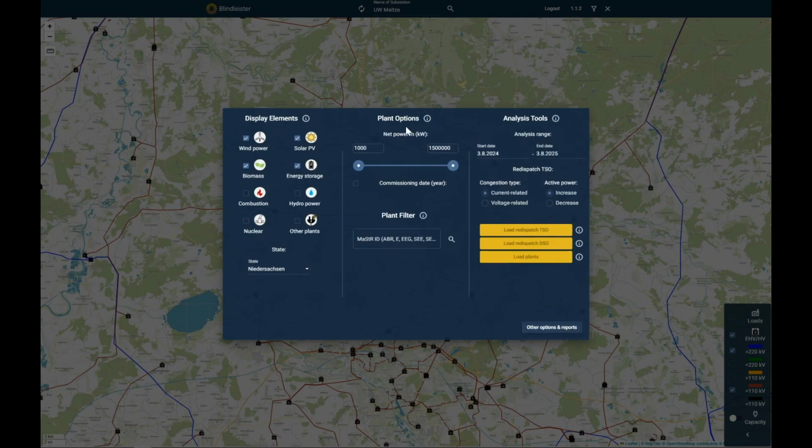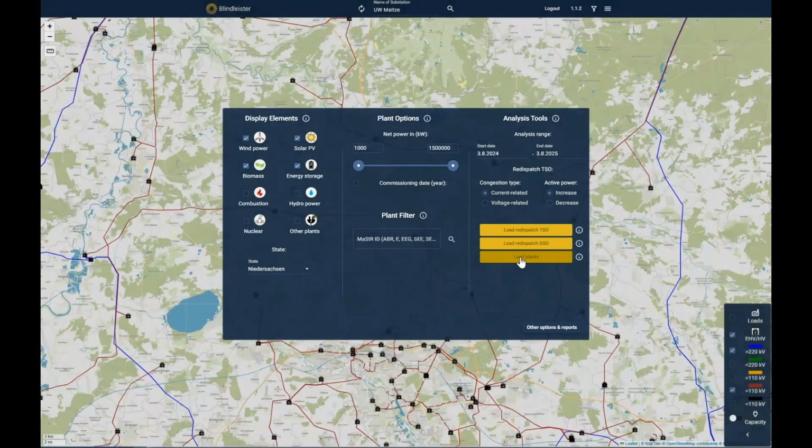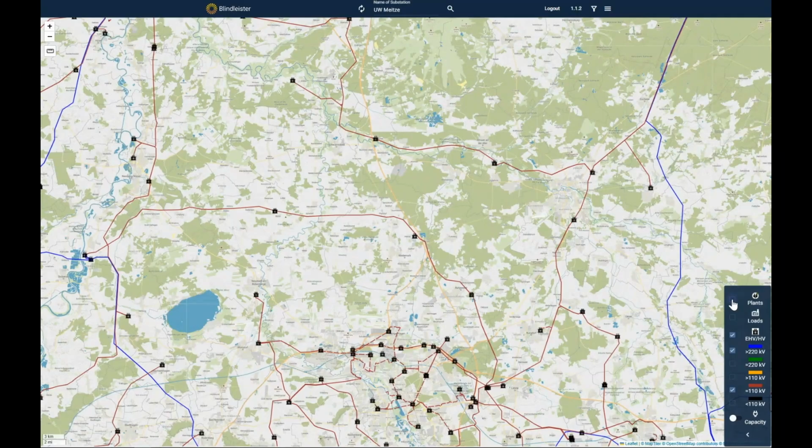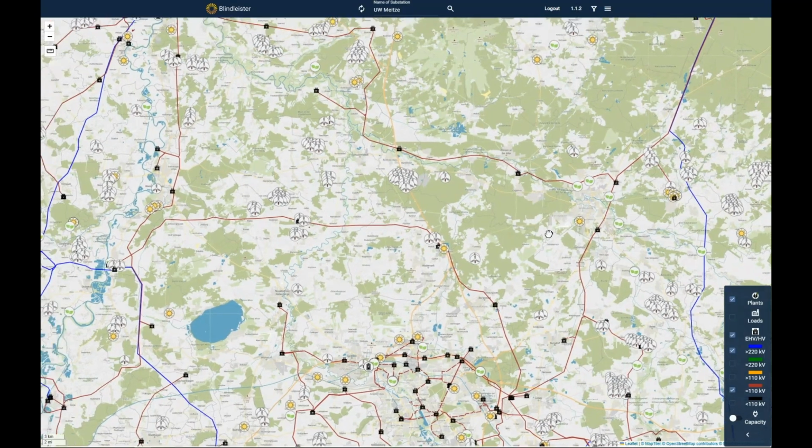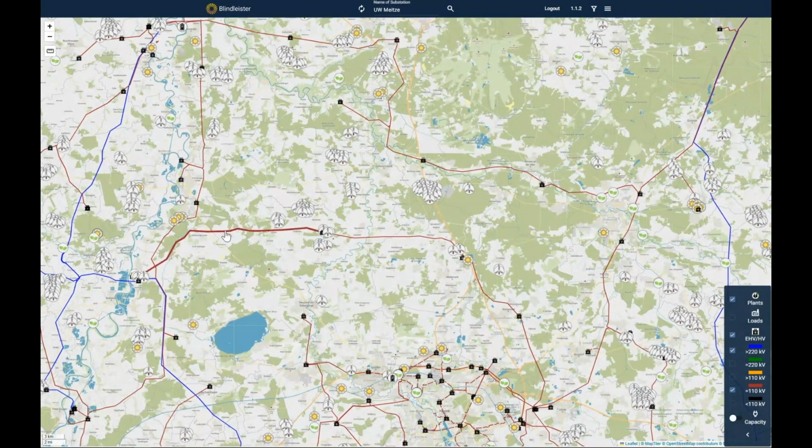Great. And now we have the option to filter for different powers. We want to plan like a large utility scale PV park. So we're interested in the big generation. So 1 megawatt is fine here. And we load the plants. So we did that and we get a good first overview of what is exactly installed in this area.